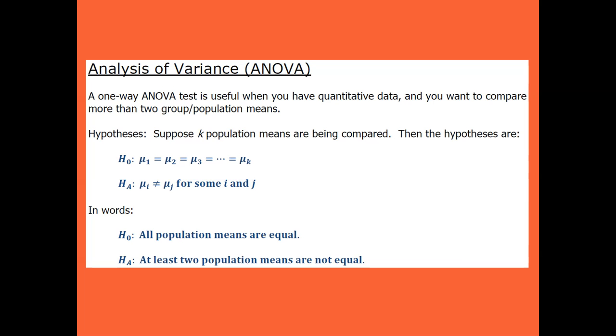The hypotheses are written symbolically and in words. In both cases, the null hypothesis is that all population means are equal. The alternative is that it's not the case that they're all equal. They don't have to be all different, but there has to be a difference somewhere.